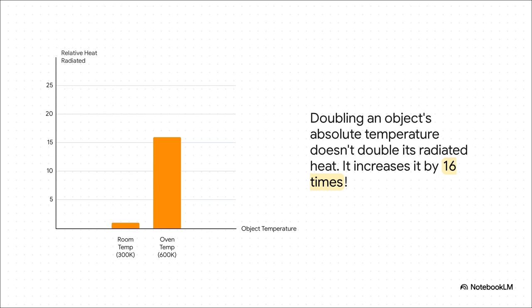Let's talk in terms of absolute temperature, Kelvin, which is what scientists use. Say you have an object at room temperature, around 300 Kelvin. Now you double its absolute temperature to 600 Kelvin, about what you'd find in a hot oven. You might think it radiates twice as much heat. Nope, it radiates 16 times more heat. It's an explosive, nonlinear relationship. This is why very hot things start to glow visibly, and it's why at really high temperatures, radiation isn't just a factor, it's the dominant player.